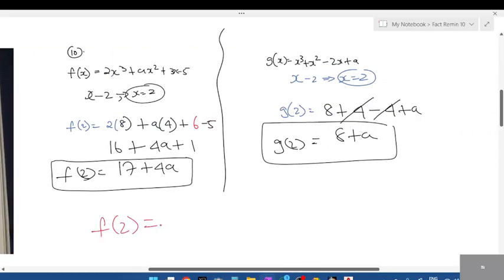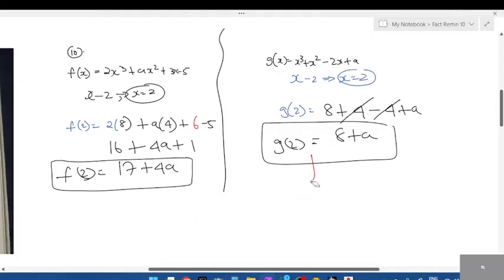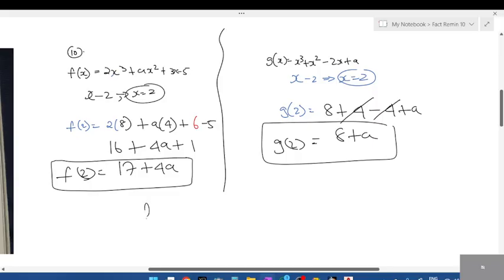If f of 2 is equal to 5, the remainder is 5, what will be the remainder for g of 2? Just for example, if f of x is equal to 2, what will be the remainder for g of x? G of x also should be equal to 2. Therefore, can you see f of x is equal to g of x? That's the meaning, right? So whenever the remainders are equal, write the statement f of x is equal to g of x.